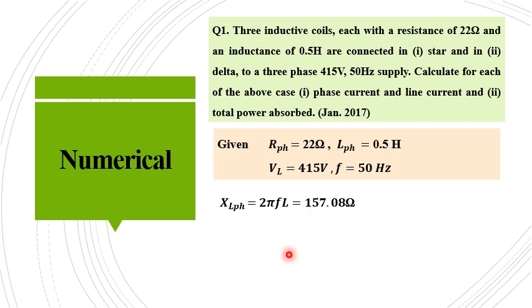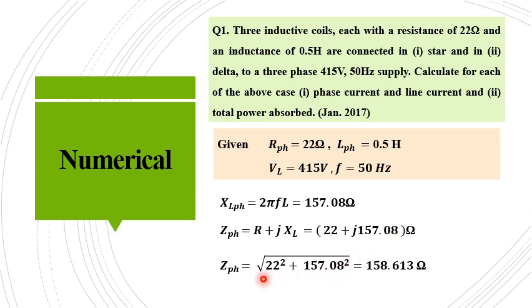Then the per phase impedance will be of the form R plus jXL. So that is 22 plus j157.08 ohms. Then the magnitude of Z phase, the impedance per phase, will be the root of 22 square plus 157.08 square, which is equal to 158.613 ohm.